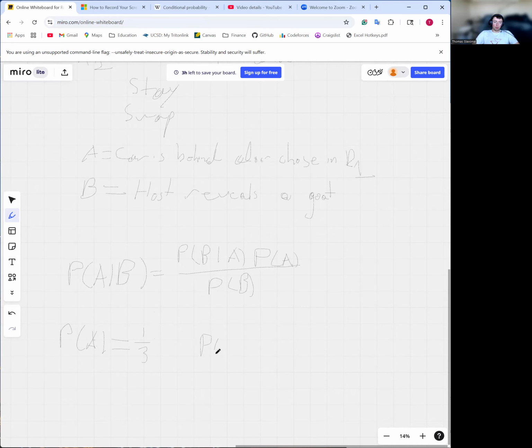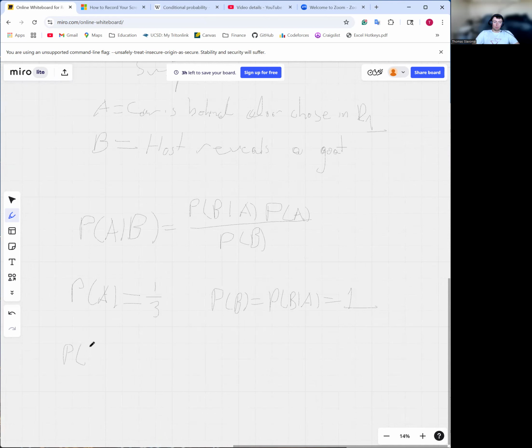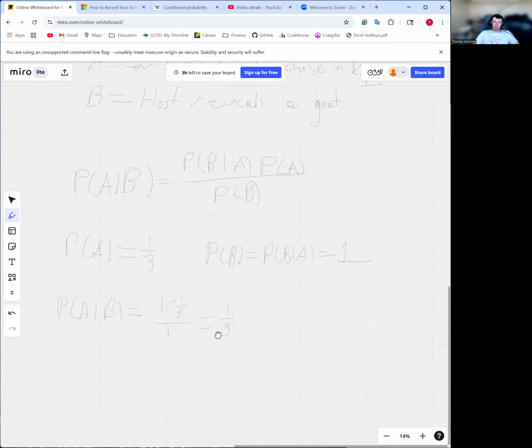And actually, the probability that the host reveals a goat is the same as the probability that the host reveals a goat given that the car is behind door A, which is 1, because as stipulated, the host must always reveal a goat. Therefore, the probability that the car is behind the door we chose after the host has revealed a goat is in fact 1 times 1/3 over 1, which is of course just 1/3. So the probability hasn't changed at all that the door we chose has the car behind it.